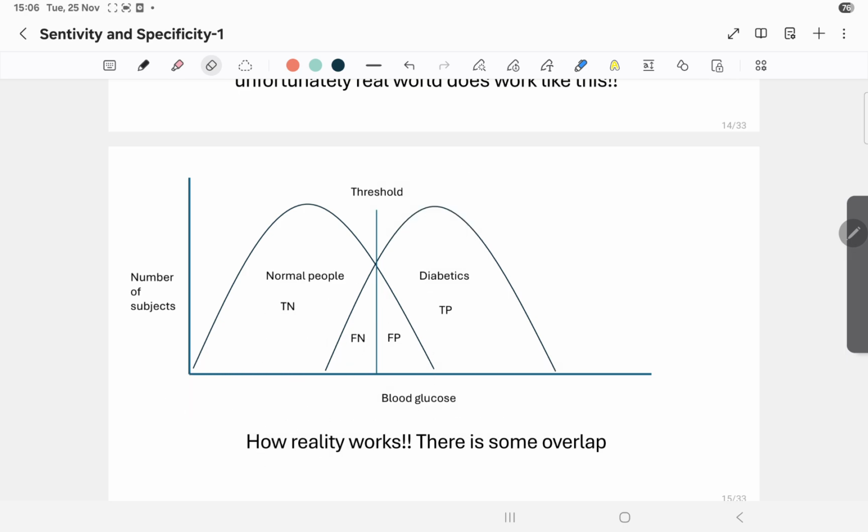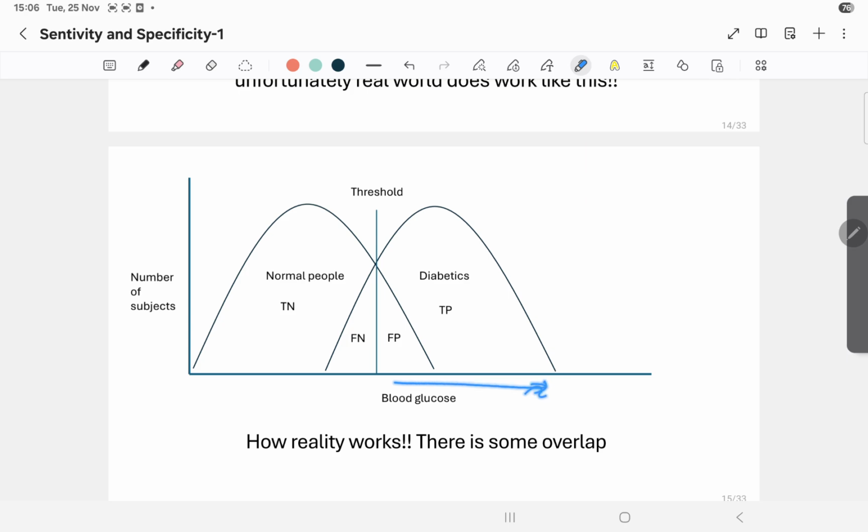Similarly, the patients who have a blood glucose value greater than this cutoff and actually have diabetes are considered true positives, and people who have a blood glucose value greater than this cutoff but come under this graph, that is normal people, are false positives, and similarly we have true negatives. So this graph is very important for further discussion. So please stop the video if you want and just look at this graph.